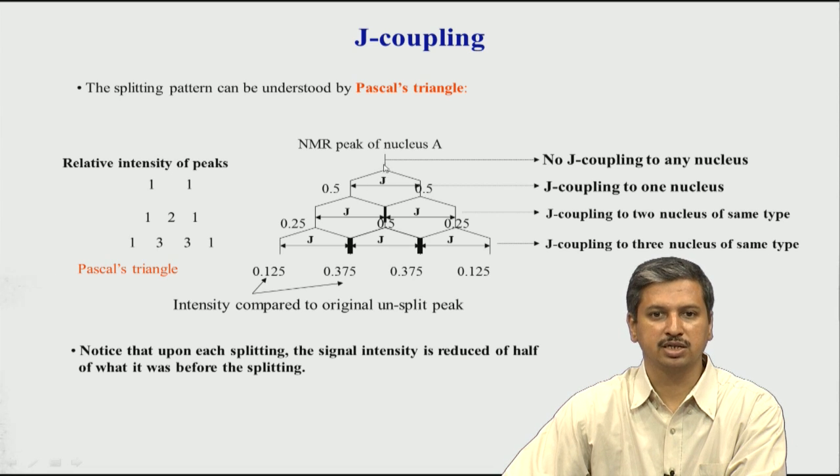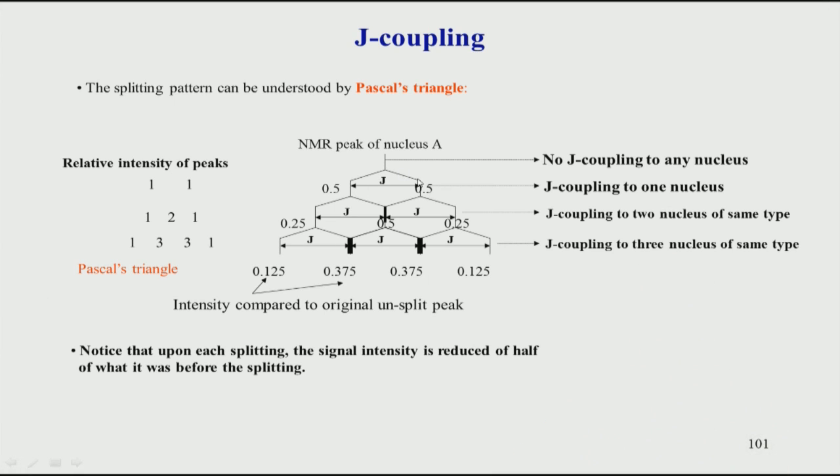Let us say that the intensity of this line, which I am pointing at by this arrow, is 1. Then because of the splitting it gets equally divided into half and half. So, you can see this is called a 1:1 pattern, because the ratio of this peak to this peak is equal. So, 0.5:0.5 is 1:1. This is what happens when there is a J coupling to one nucleus.